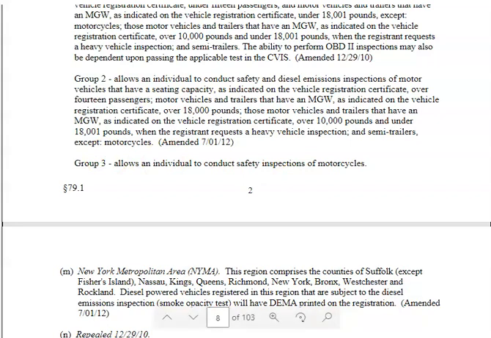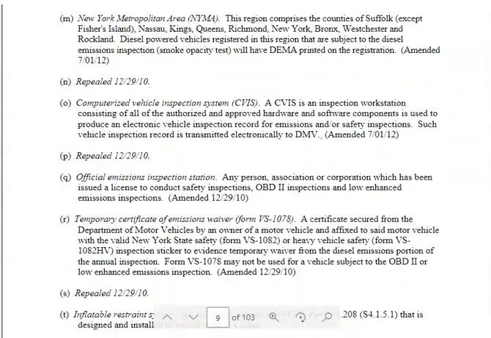All right, letter M is the New York metropolitan area. The acronym is NYMA. You're going to find a lot of regulations in our regulation manual saying that it applies to NYMA only. There are some differences in inspection procedures if you're within the New York metropolitan area. Guys, this is not us. These are the counties listed in this definition: Suffolk, Nassau, Kings, Queens, basically the New York City area.